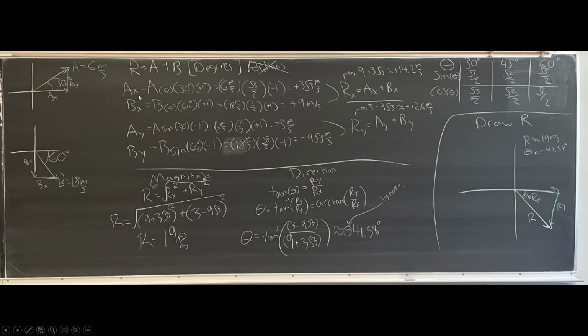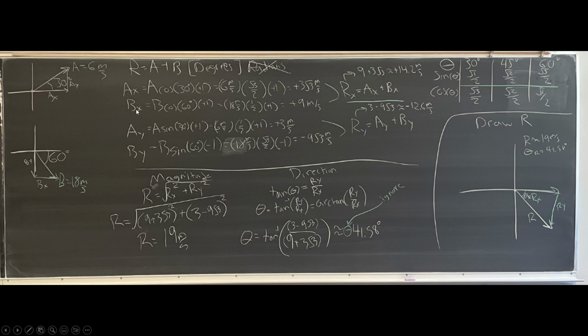For AX, or the X component of A, we need to take the original magnitude of A times cosine of our angle, 30 degrees, and I have a positive 1 here for direction. Since AX is pointed to the right, that's the positive X direction. So we have 6 times cosine of 30 degrees times positive 1. Cosine of 30 degrees is the same thing as square root of 3 over 2 if you want to do a substitution, or you can just type this in your calculator. What you're going to end up getting is positive 3 square root of 3 meters per second.